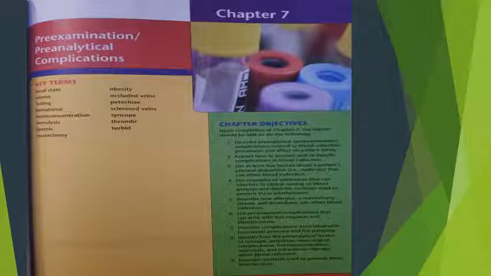4. List examples of substances that can interfere in clinical testing of blood analytes and describe methods used to prevent these interferences. 5. Describe how allergies, a mastectomy, edema, and thrombosis can affect blood collection. 6. List pre-analytical complications that can arise with test requests and identifications. 7. Describe complications associated with tourniquet pressure and fist pumping.